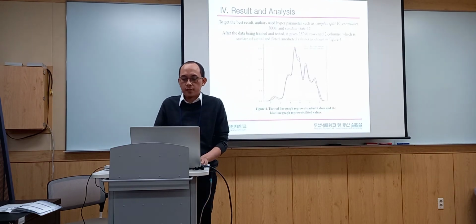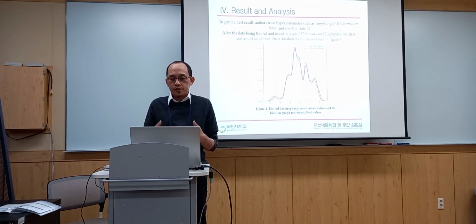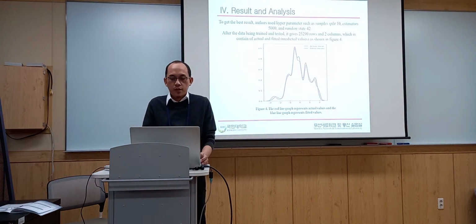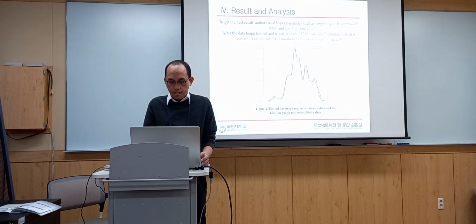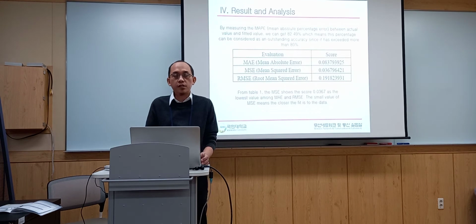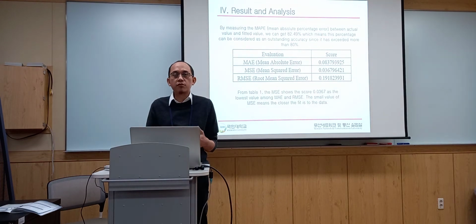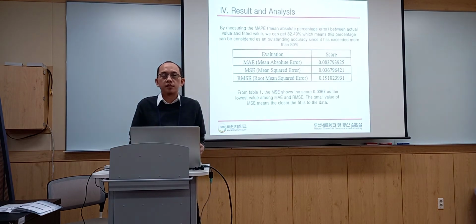And we get the result and analysis by several simulations. We get random state 10, estimator 5,000, and random state 42. So we can see the result in the figure. The predicted values of the 1 day data are close between the actual and the fitted values. And we evaluate with mean absolute error, mean square error, and root mean square error. So we get the lowest MSE, which means it is the closest fit to the data.